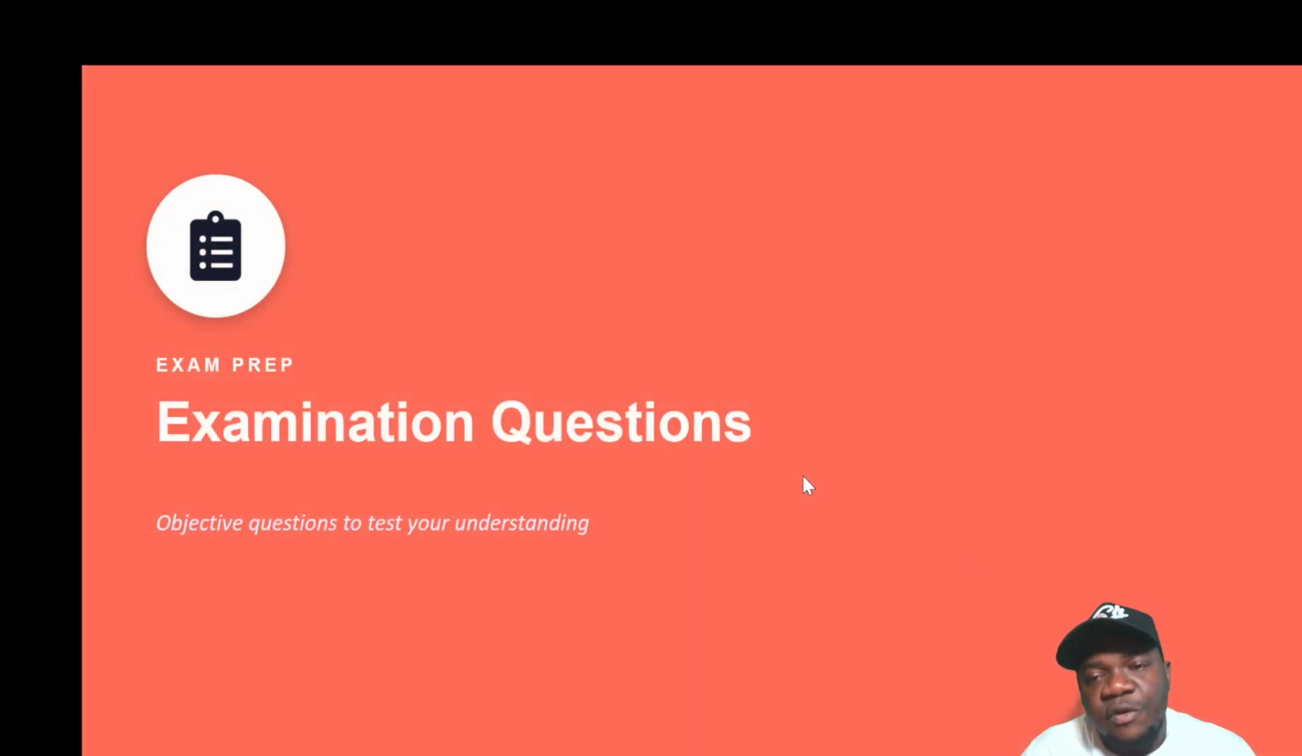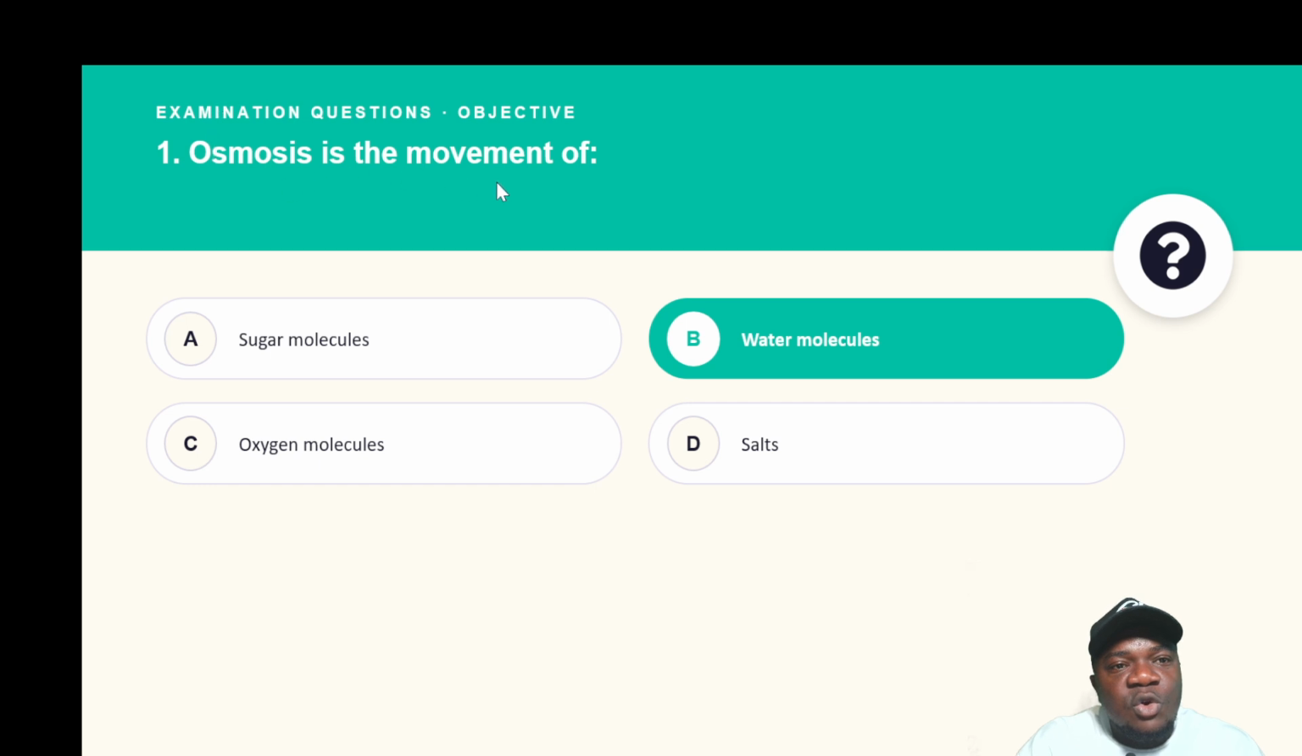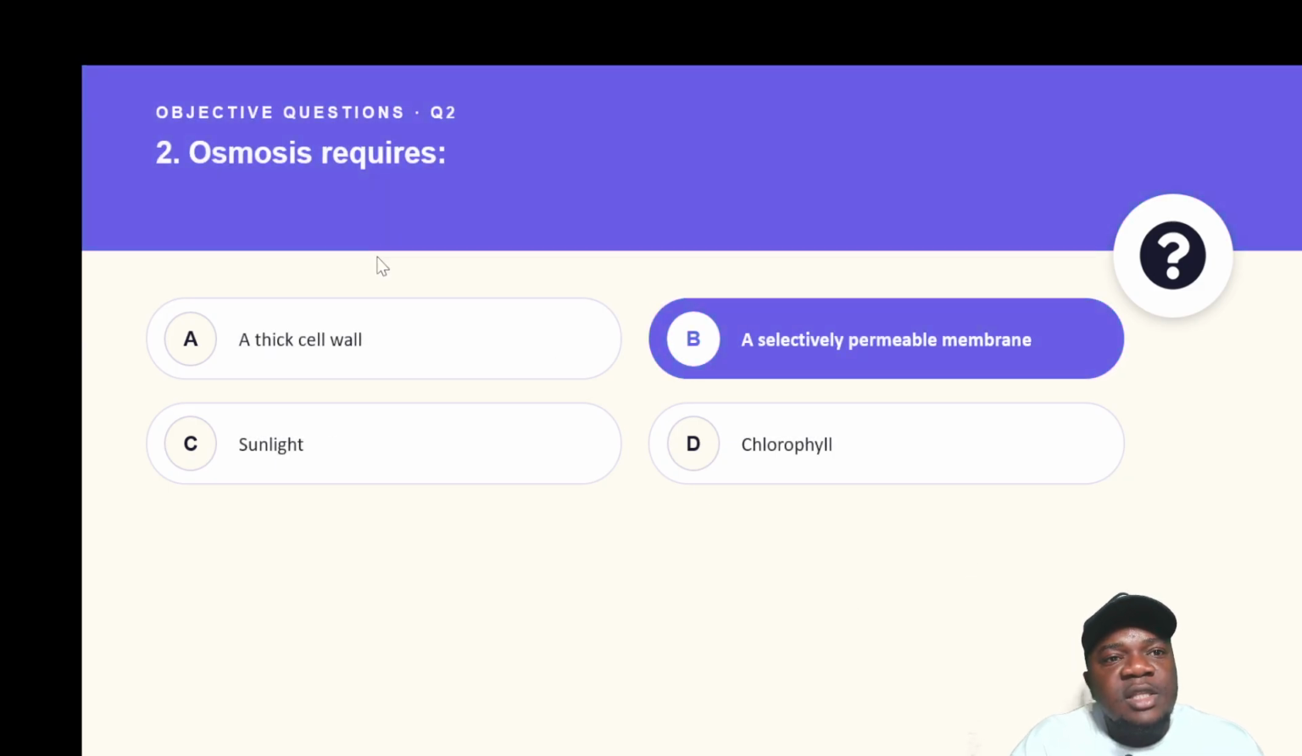So that's the difference between osmosis and diffusion. Okay, so let's just round everything up with some exam multiple choice questions. Osmosis is the movement of what? It's not sugar molecules, it's not oxygen molecules, it's water molecules. Okay, very important. Then osmosis requires a thick cell wall, sunlight, chlorophyll? It requires a selectively permeable membrane.